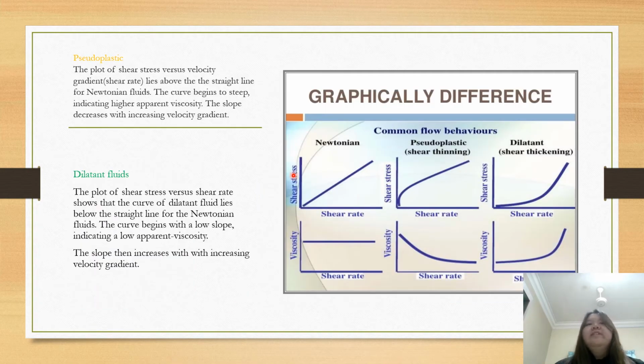Now let's look at the graph for pseudoplastic and dilatant fluids. In the plot of shear stress versus velocity gradient, or shear rate, we can see the curve lies above the straight line for Newtonian fluids. The curve begins to steepen, indicating higher apparent viscosity. The slope decreases with increasing velocity gradient. So actually when we combine these graphs together, we'll get a graph something like this.